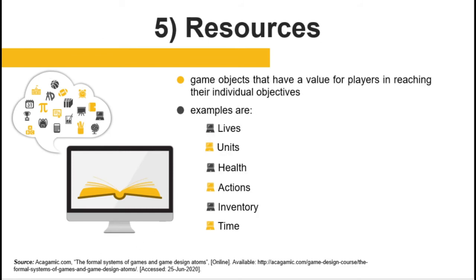Number 5 formal element is resources. Game objects that have a value for players in reaching their individual objectives. The value of these items can be determined by their scarcity and utility. The value for players is often scaled by how much an item helps a player achieve a goal. As a designer, you control the availability or scarcity of an item. You can help guide the player to find resources, and you can put systems in place that govern how resources are managed and when they become scarce. Examples are lives, units, health, actions, inventory, time.